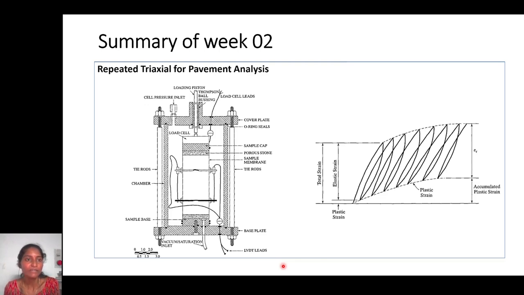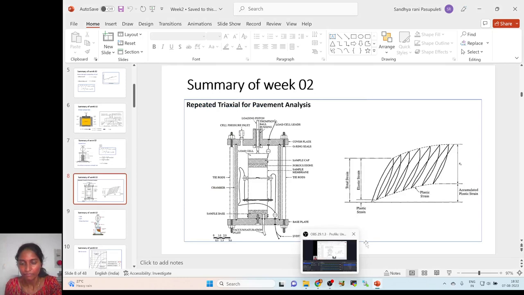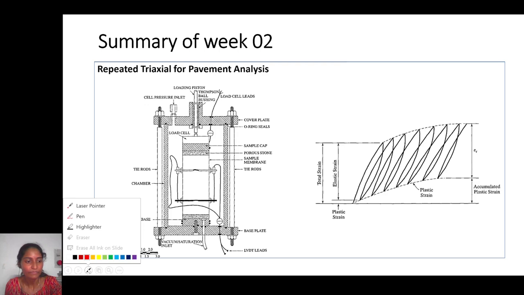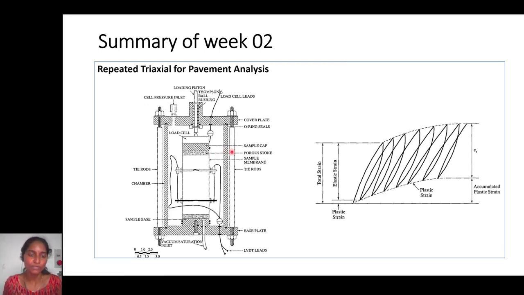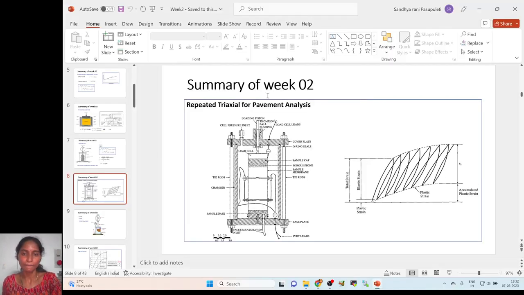And if you see here, this is the repeated triaxial test for pavement analysis. It is the same triaxial test, but in the field the load is not static. Vehicles will always be moving. You can't simply keep a vehicle static for 10 minutes and immediately take the load reading. So we need to repeatedly apply the load and see how the material is behaving.